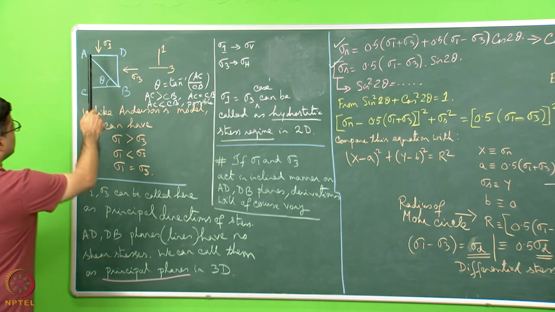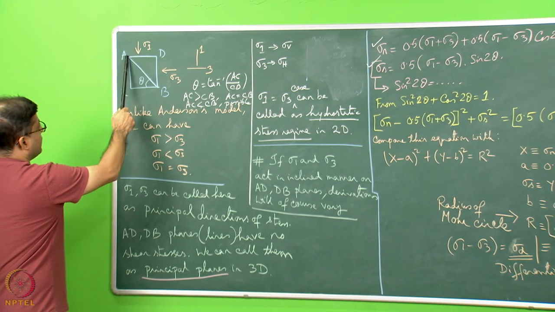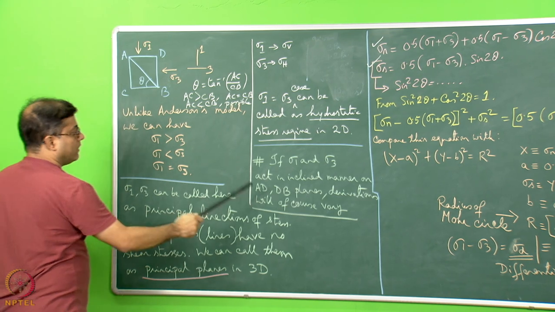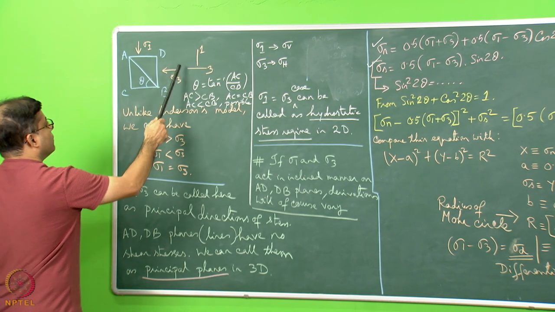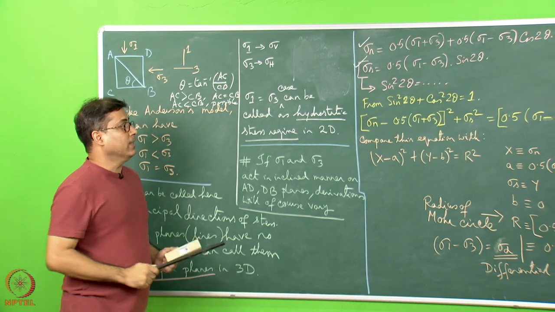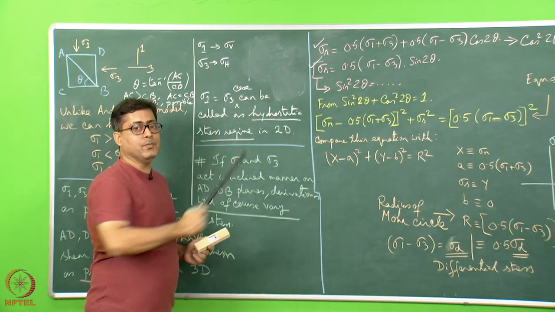Now note that in case the given sigma 1 is acting at an angle to AD, and sigma 3 maybe is also acting at an angle to DB, not necessarily 90 degrees, then these deductions will become wrong.